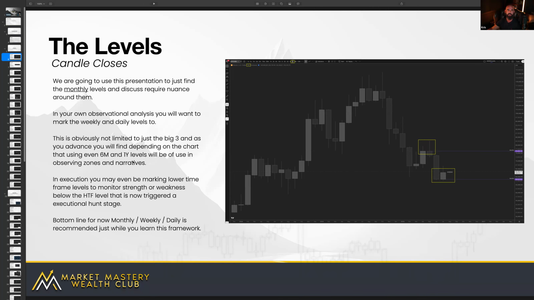But for now, monthly, weekly, daily, while you get used to this, okay? In execution, you may even be marking lower time frame levels to monitor strength and weakness below the higher time frame. So I want a daily, but I find a little 4 hour just a little bit lower, and I'm like, okay, I just want that 4 hour, and then it comes down and it bounces off that 4 hour.